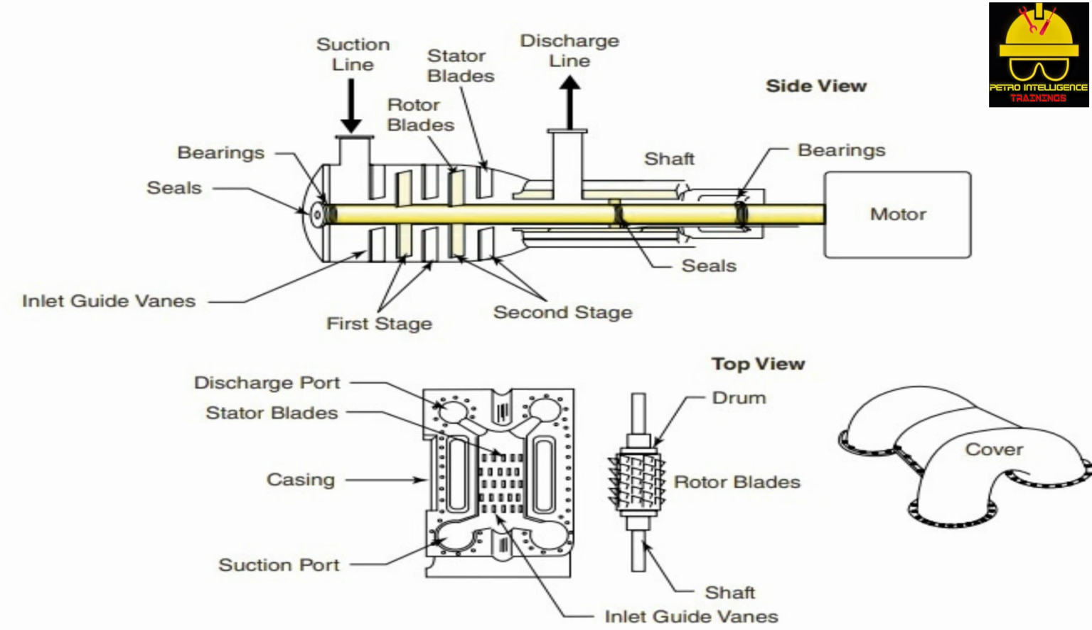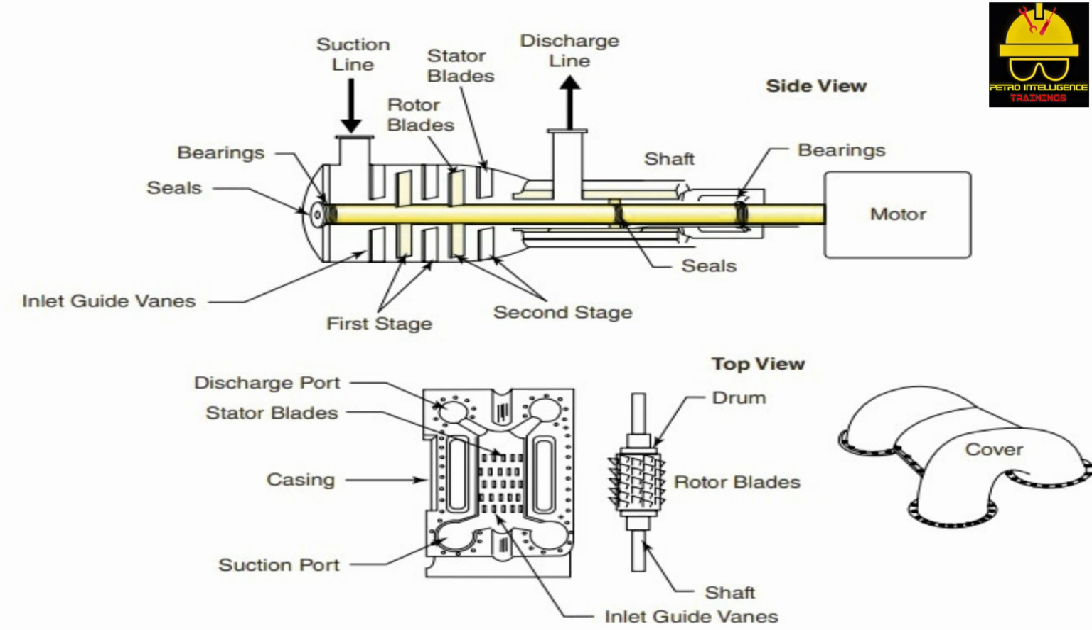Rotating blades attached to a shaft push gases over stationary blades called stators. The stators are mounted on or attached to the casing. As the rotating blades increase the gas velocity, the stator blades slow it down.